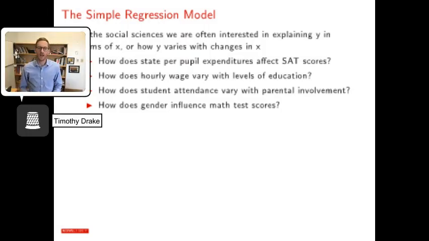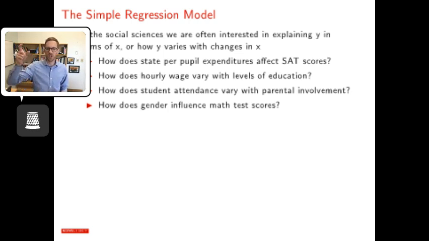All right, now in the social sciences, we're not often just interested in relationships between two variables, but we want to explain one of the variables by variation in the other variable. So how are changes in y explained by changes in x? Some examples might include, how does a change in state per pupil expenditure affect SAT scores, for example?